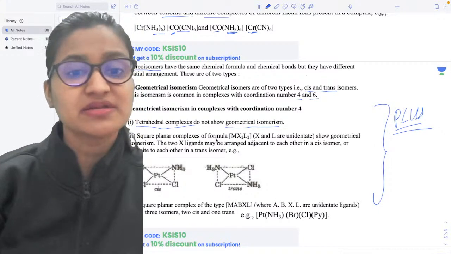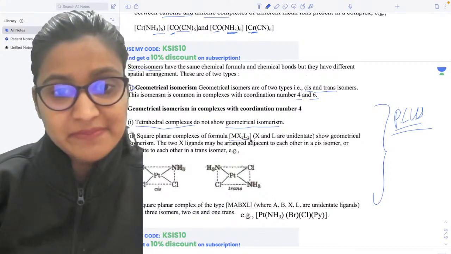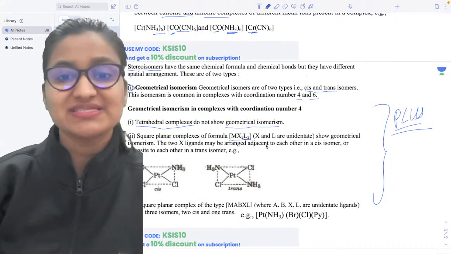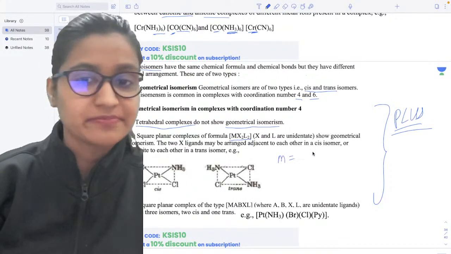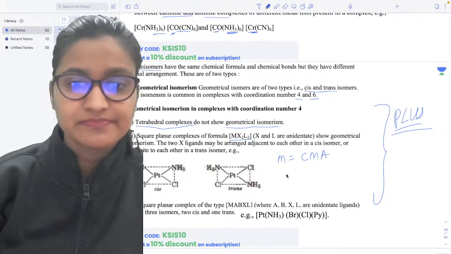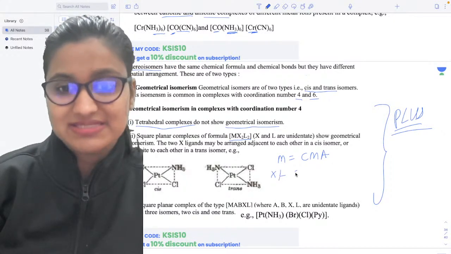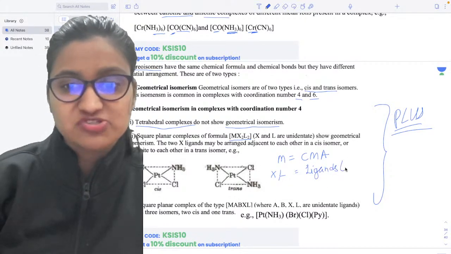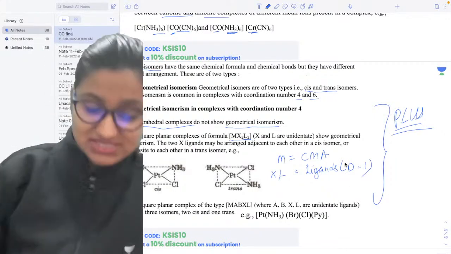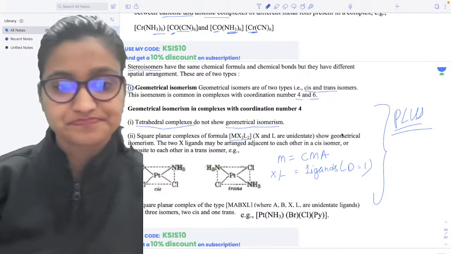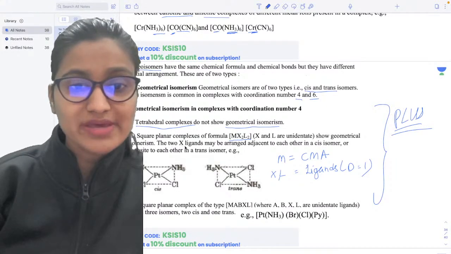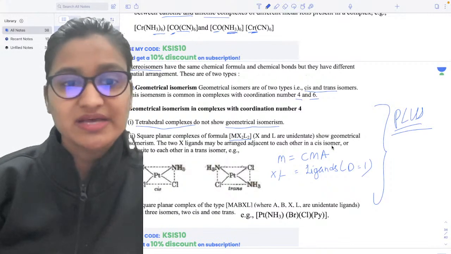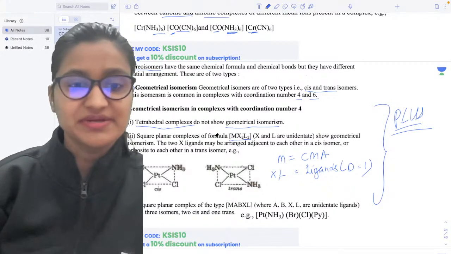But the square planar complexes having formula MX2L2, M is the central metal atom और जो X और L हैं these are ligands. और कैसे ligands है बच्चे ये? जिनकी जो denticity है वो 1 है. These are unidentate ligands, alright? So yes, the two X ligands may be arranged adjacent to each other in a cis isomer or opposite to each other in the trans isomer.